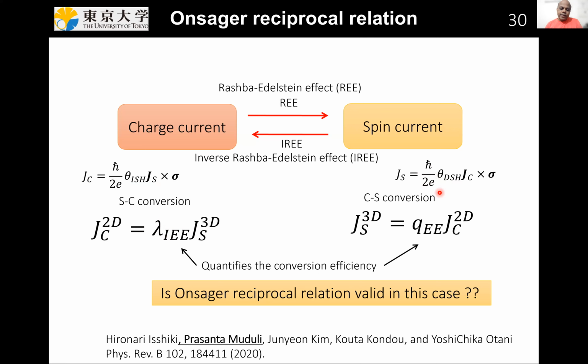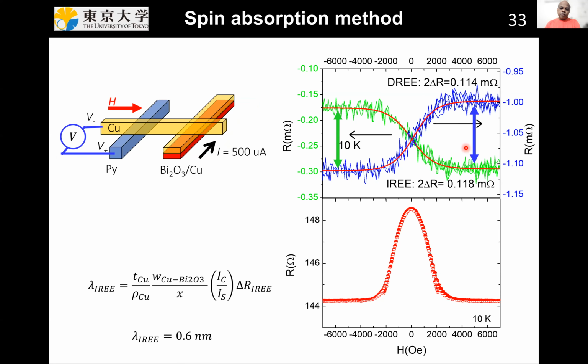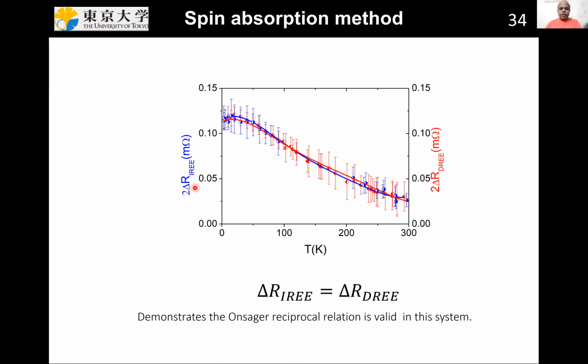We fabricated this kind of non-local device, and we found that if you measure the direct Rashba Edelstein effect, shown by this green curve over here, and the inverse Rashba Edelstein effect, shown by this blue curve over here, you will get exactly the same magnitude of signal. So this confirms that both the direct Edelstein effect and the inverse Edelstein effect, although they have different units, produce signals of almost equal magnitude. And if you also measure as a function of temperature, the signals are the exact same magnitude. So this confirms that the Onsager reciprocity relation is also valid for the Rashba Edelstein effect.